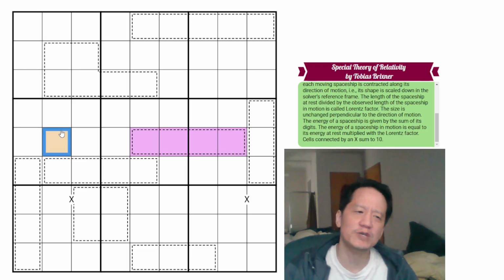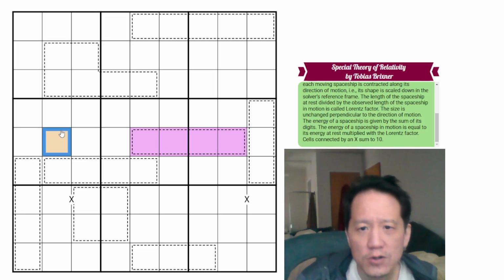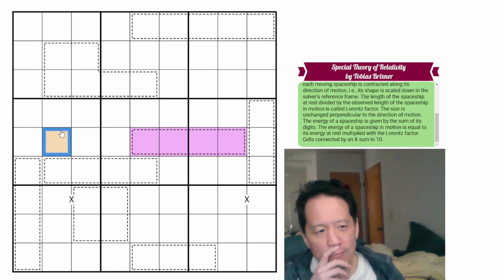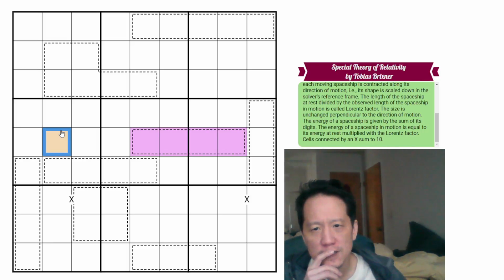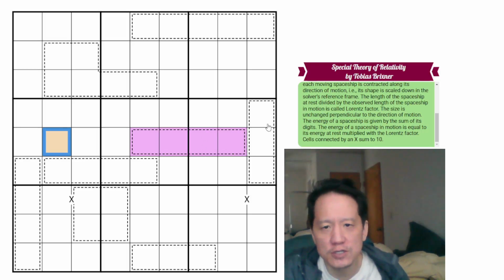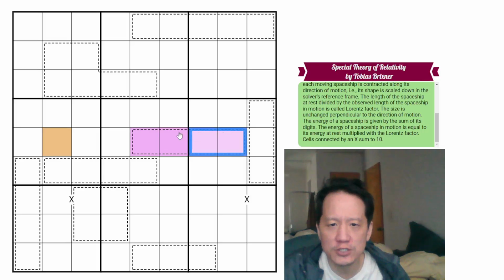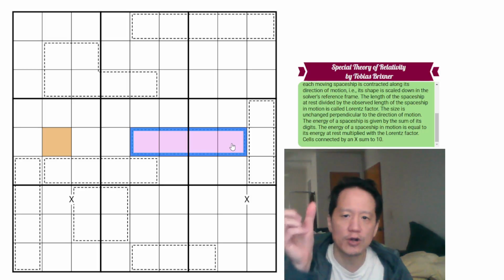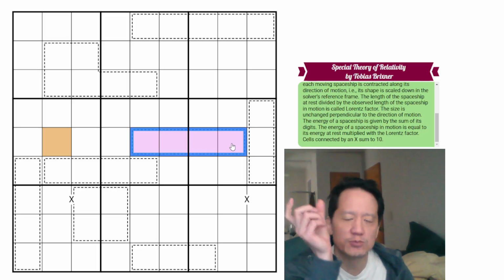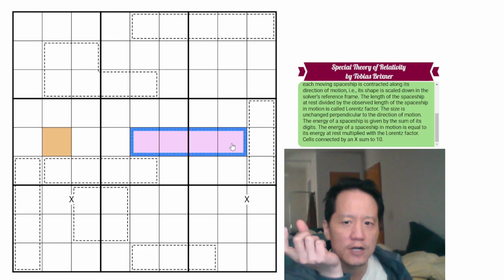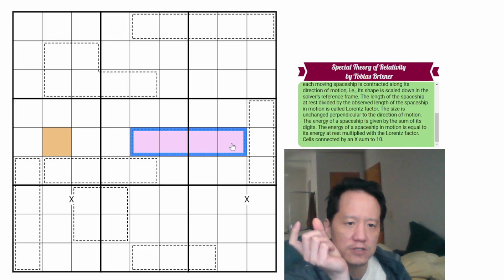Wait, so this has to be greater? Yeah, it has to be greater than the energy of the spaceship at rest. Because the length always contracts. So the length of the spaceship at rest divided by the observed length of the spaceship in motion, it will always contract. Therefore the length of the spaceship in motion is always smaller than the length of the spaceship at rest.